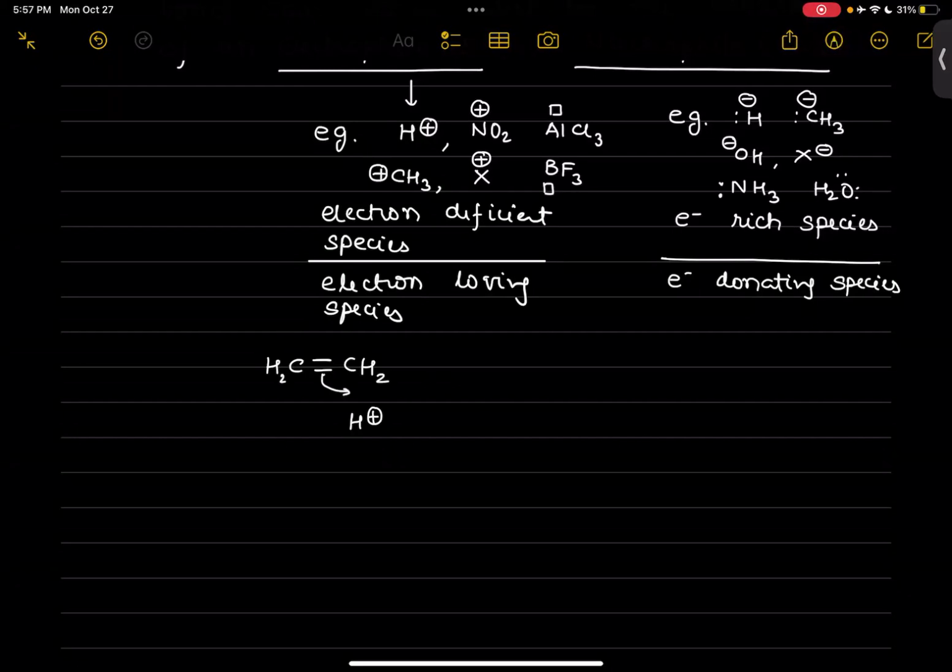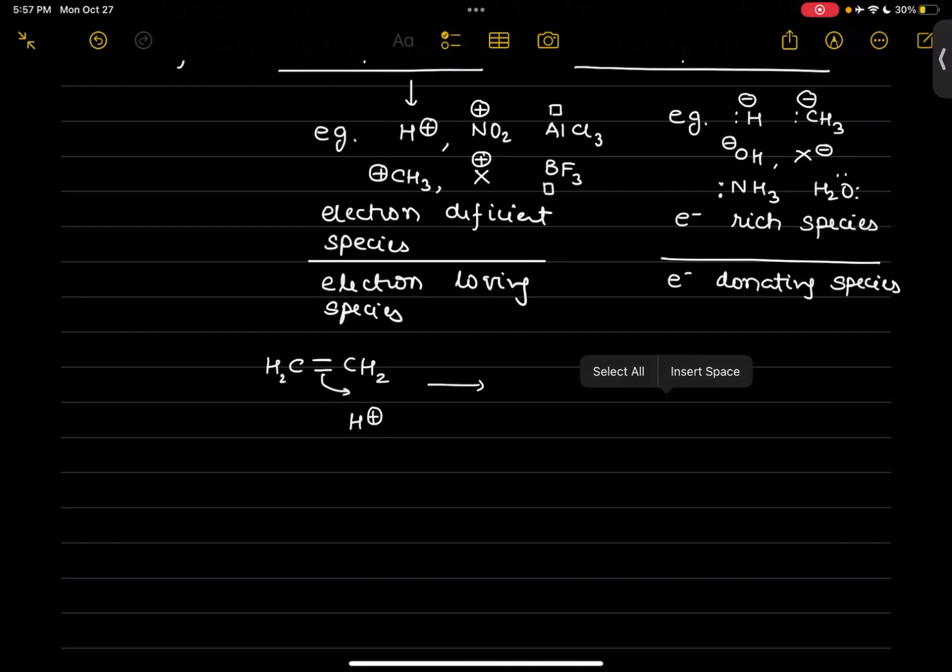So what will happen? These two electrons are there in the double bond. H plus is coming like this. This my hand is H plus. Does this H plus carry its own electrons? Is it electron deficient or rich? H plus is deficient.